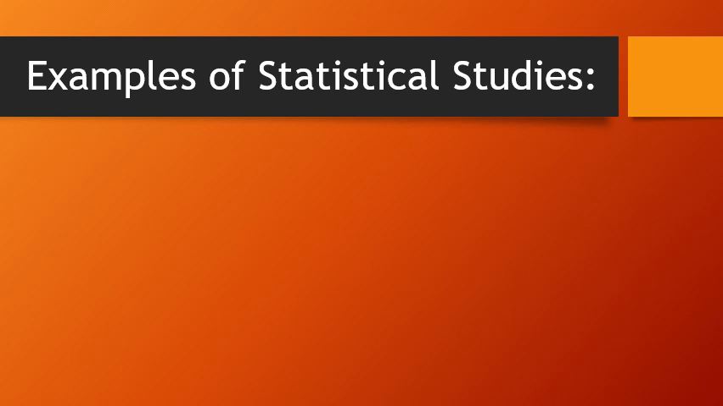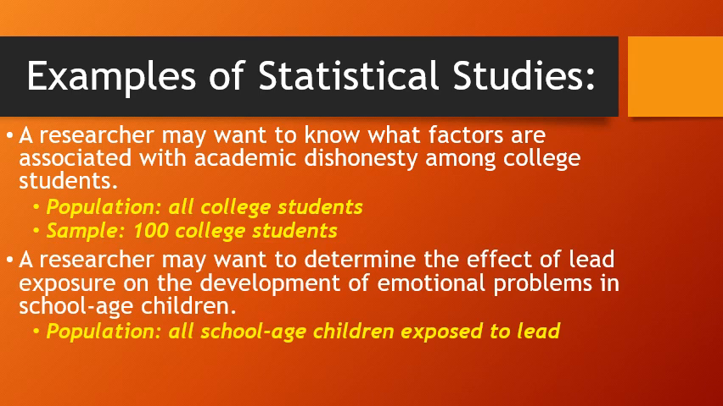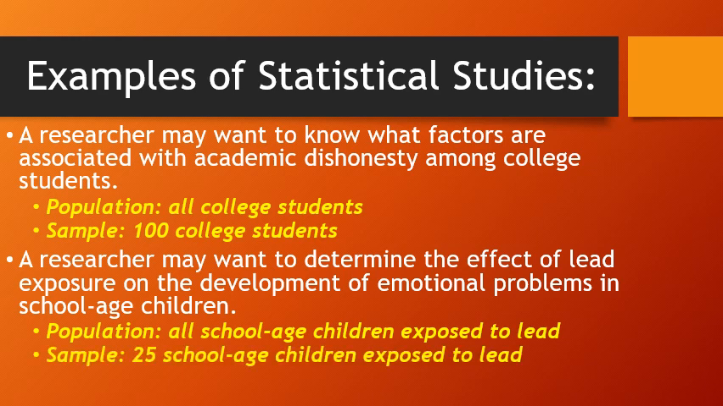Here's some examples of statistical studies. A researcher may want to know what factors are associated with academic dishonesty among college students. We talked about this a minute ago. The population is all college students. The sample might be 100 college students that you use in your study. Let's look at the second example that we talked about. Again, the population for this was all school-aged children exposed to lead. You can't possibly talk to all of those students, so you choose a sample. Here, 25 school-aged children exposed to lead would be a good sample in order to do research.